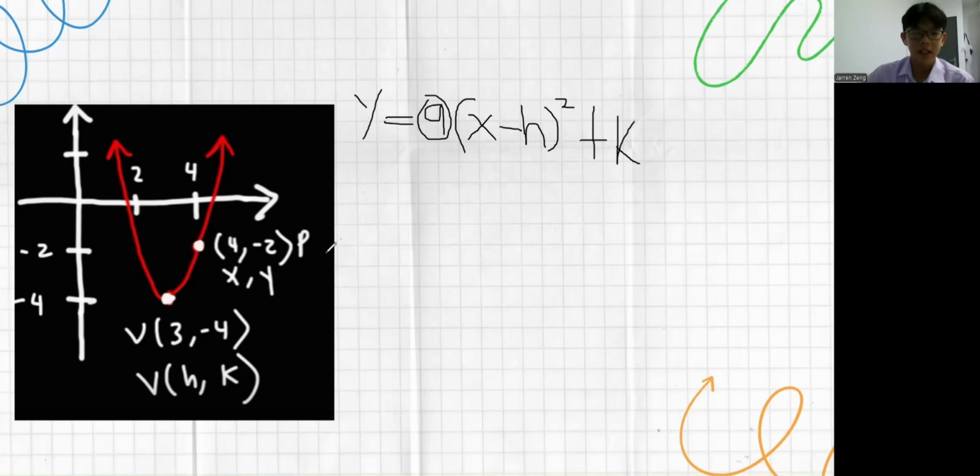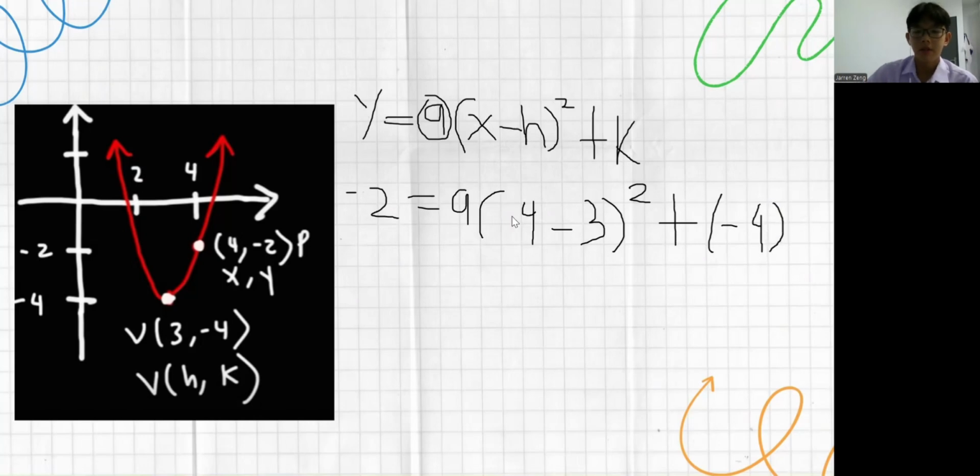The x and y are the ones in the point. The h is the x value of the vertex, and the k is the y value of the vertex. So now all we have to do is substitute them. -2 equals a, x is 4, 4 minus h, which is 3, squared, plus k, which is -4.